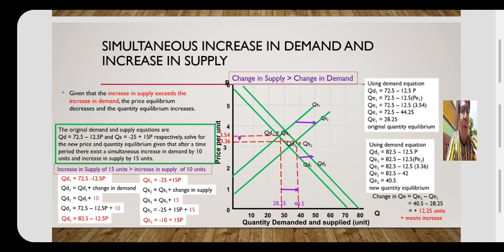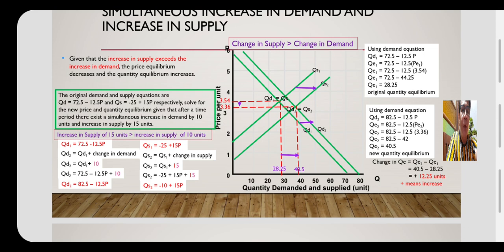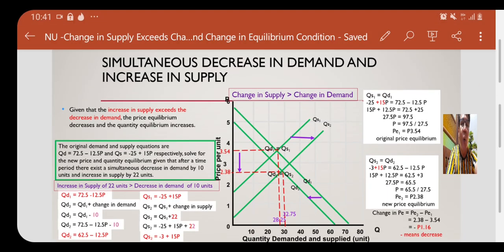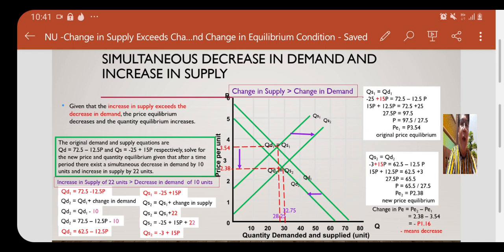So let us try having a new market situation. This time, there still is a simultaneous change in demand and supply, but demand here decreases and supply increases. So simultaneously there is a decrease in demand and increase in supply.